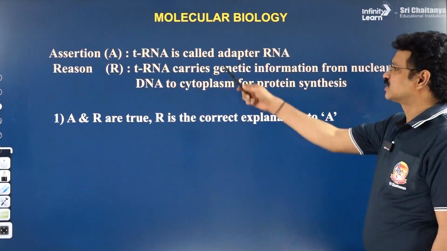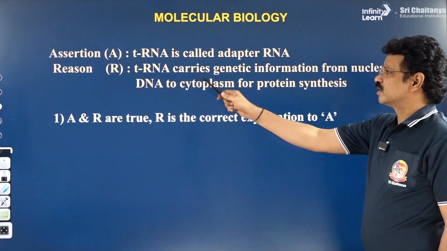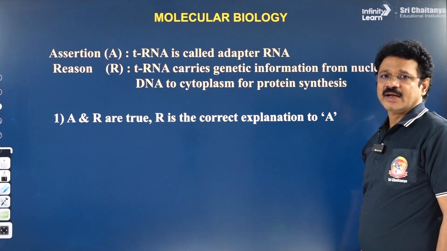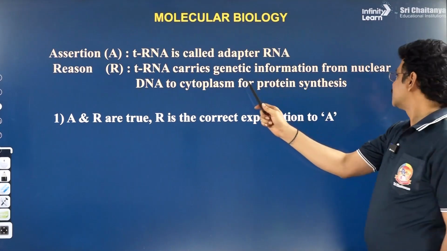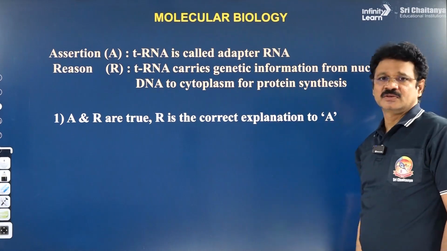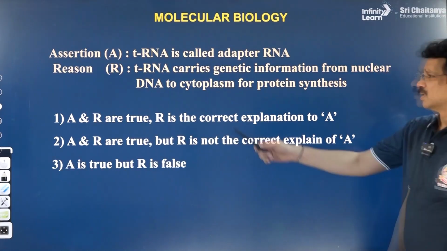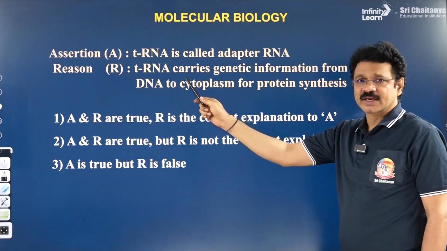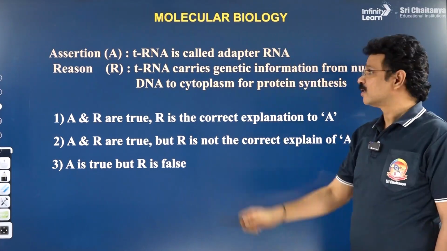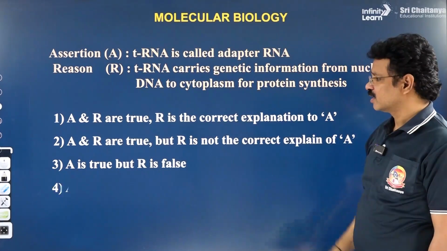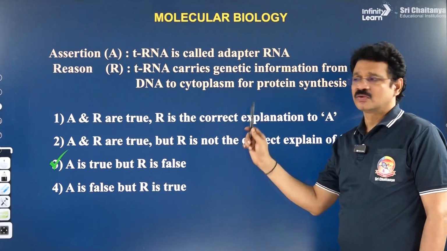Next question. Assertion: tRNA is also called an adapter molecule. True. Based on its function, another name of the tRNA molecule is adapter RNA. Reason: tRNA carries genetic information from nuclear DNA to cytoplasm for protein synthesis. The reason is wrong. Why is this reason wrong? The genetic message or information carrier is mRNA, not tRNA. tRNA is the amino acid carrier, not a genetic information carrier. That's why the reason is wrong. Then the right answer for this question is the third option: A is true, R is false.